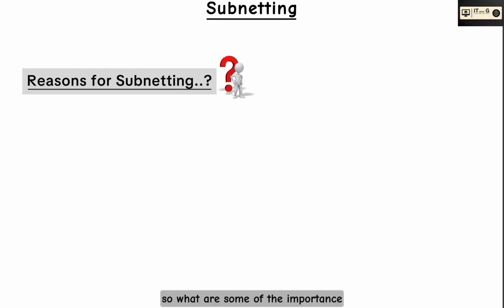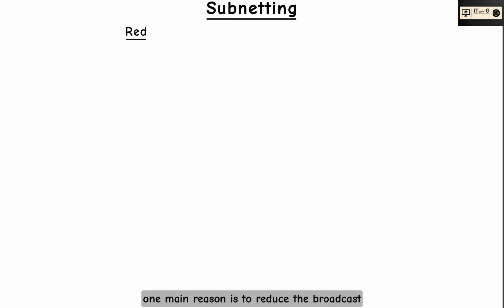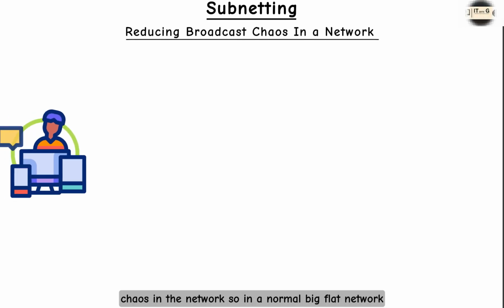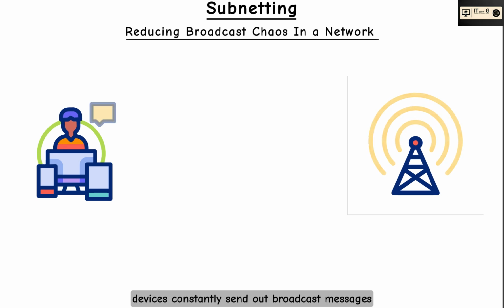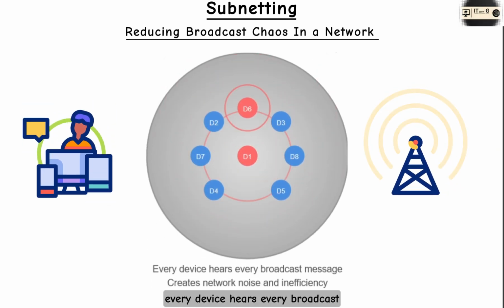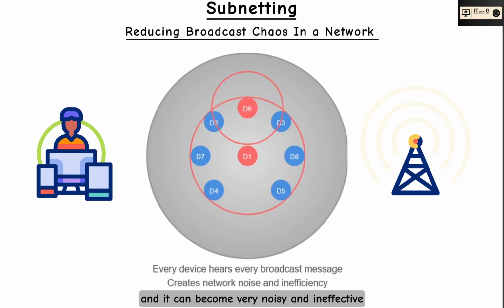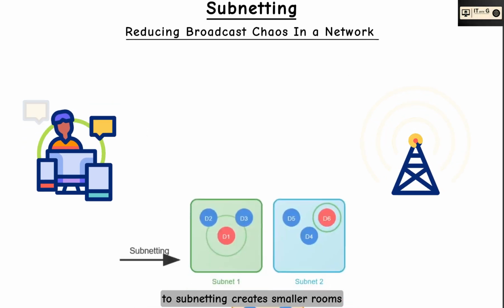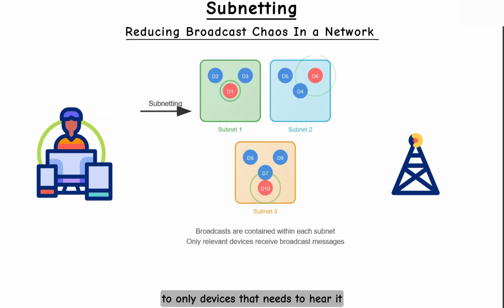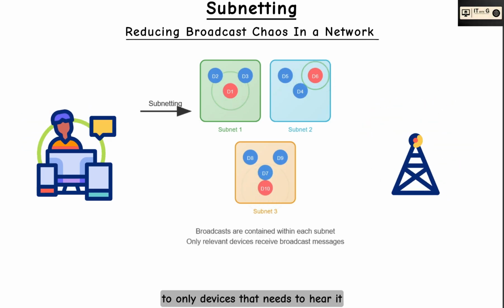So what are some of the importance or the reasons why we actually do subnetting? One main reason is to reduce the broadcast chaos in the network. In a normal big flat network, devices constantly send out broadcast messages. And if you have the network as one very big network, every device hears every broadcast and it can become very noisy and inefficient. So subnetting creates smaller rooms, limiting the whole broadcast conversation to only devices that need to hear it.